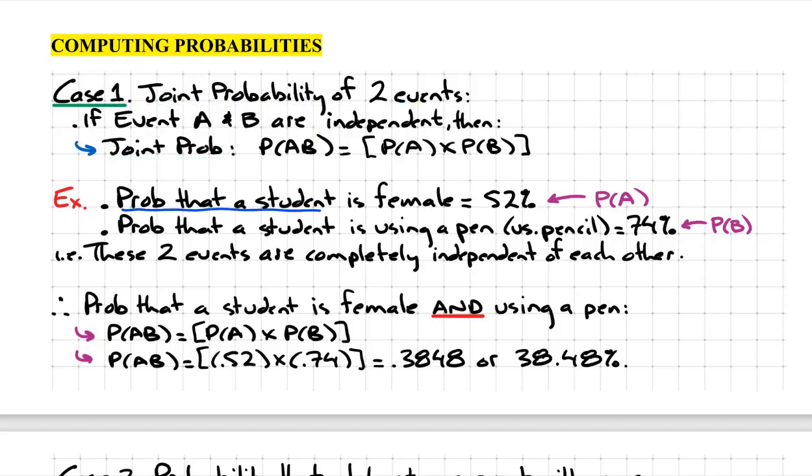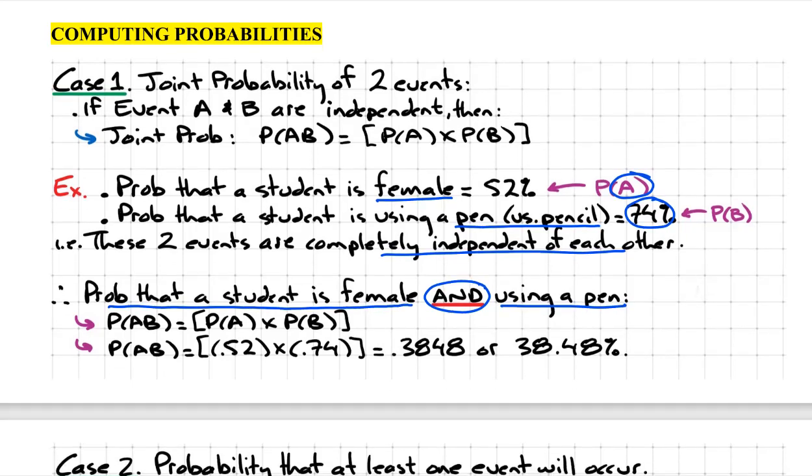Suppose the probability that a student is female is 52%, so this would be event A. And at the same time, the probability that the student is using a pen as opposed to pencil would be 74%. And this would be event B. Now, what strikes out in this illustration? Whether the student is male or female, or whether the student is using pen or pencil, these two are completely independent events.